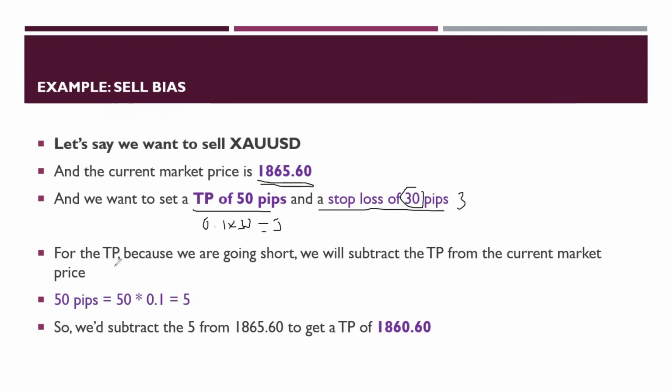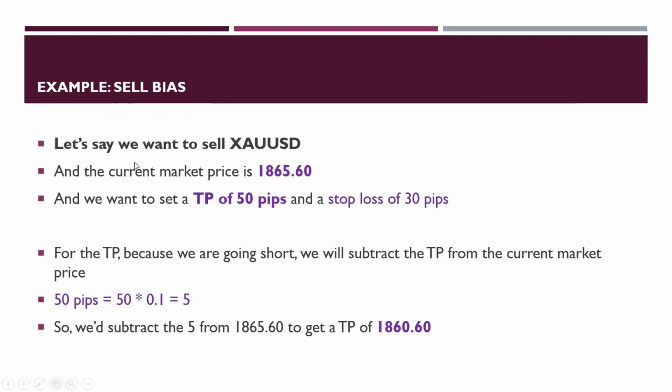Now, if you want to set our TP for a sell trade, let's say this is where you want to enter the trade. The TP is below the current market price. So how do we set our TP? We will basically subtract the 5 from the current market price to get your TP. So it will be 50 pips by 0.1, which is the value for 1 pip, which will give us 5. So we subtract the 5 from the current market price to get the TP of what? 1860, which is how you calculate the take profit for a sell bias or sell entry.